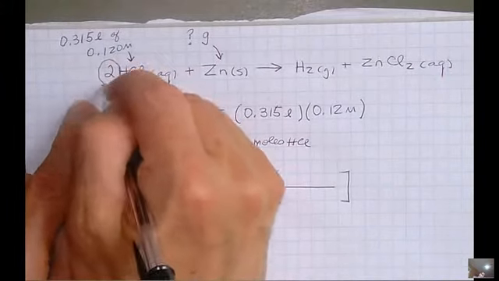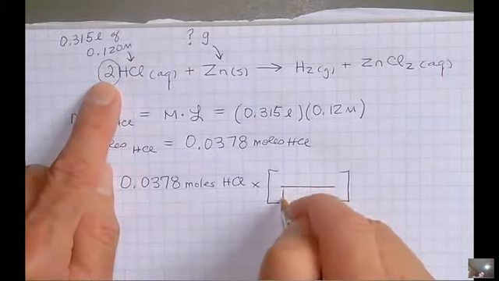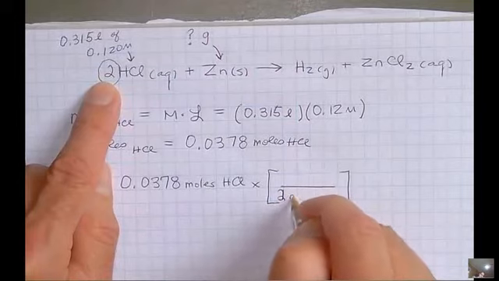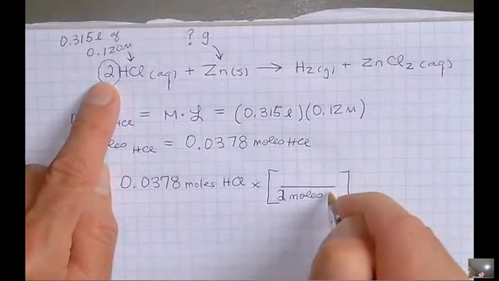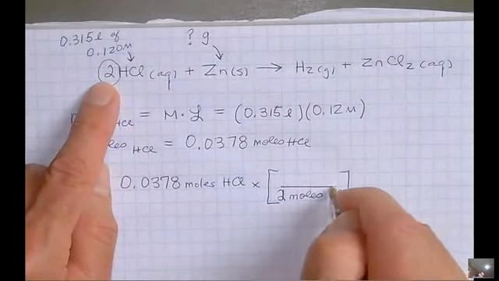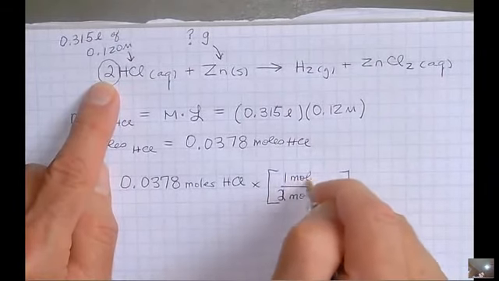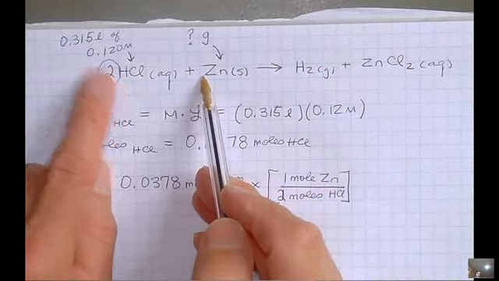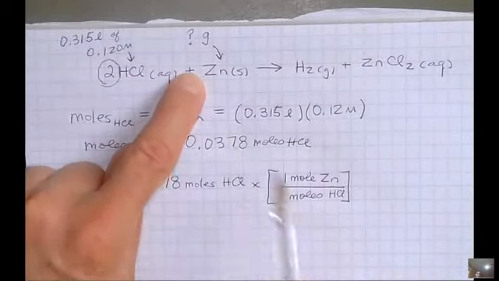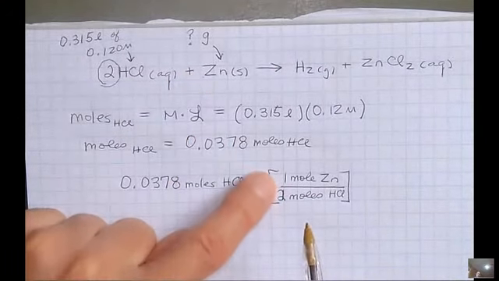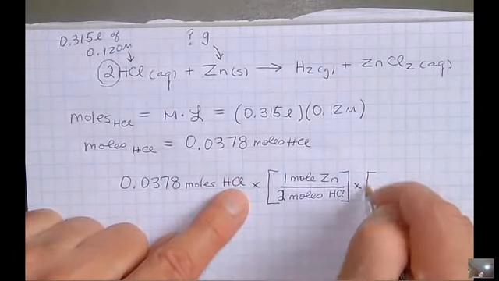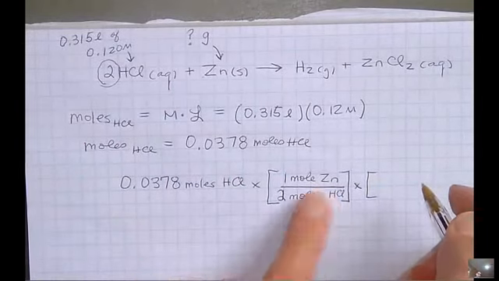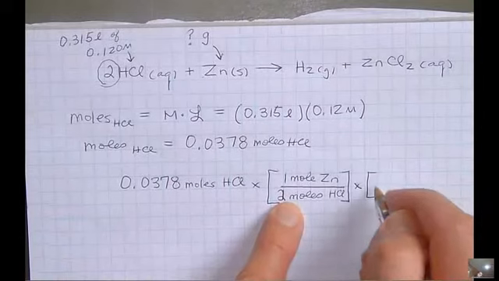For every 2 moles of HCl that reacts, put that in the denominator because you want to get rid of it, 1 mole of zinc reacts with it. It's a 2-to-1 stoichiometry. 2 of these for every 1 of those. Okay, now they wanted grams. If you wanted moles, you would just take this number divided by 2, but they wanted grams.